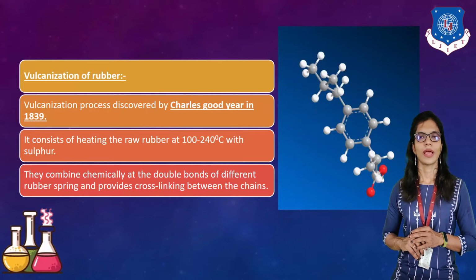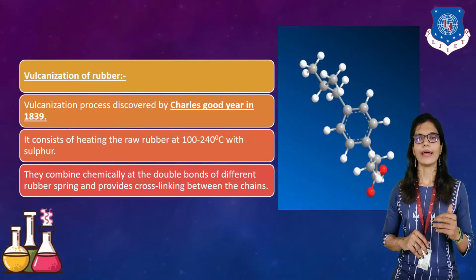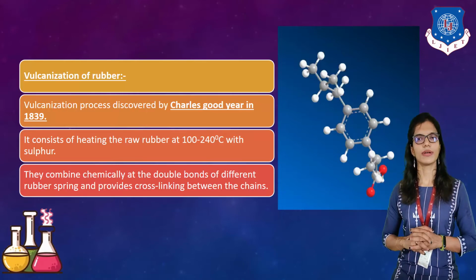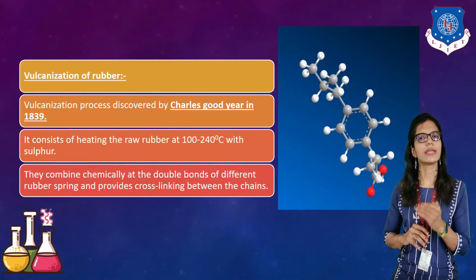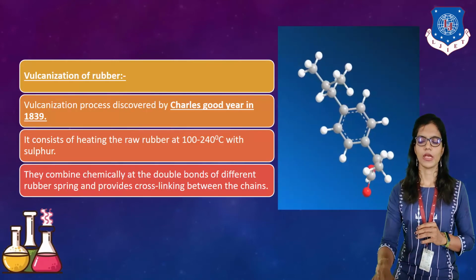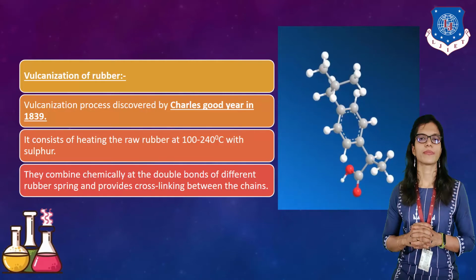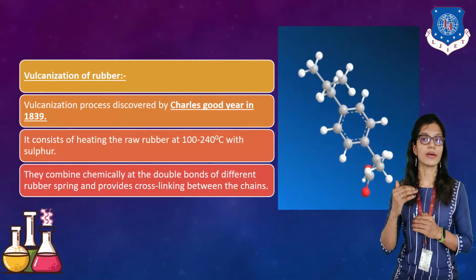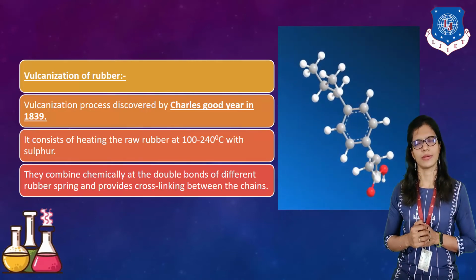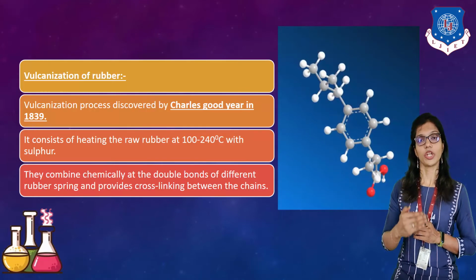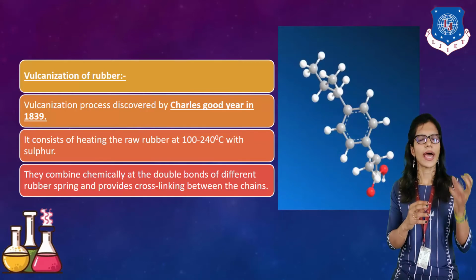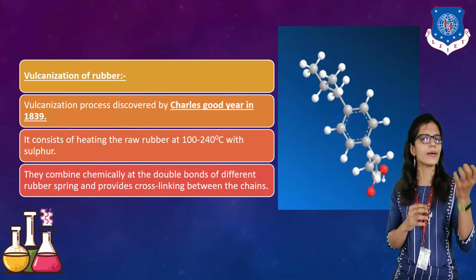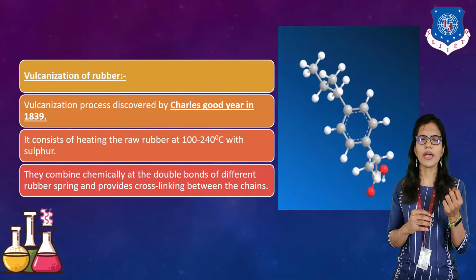Now, in general condition, what will happen? Natural rubber is not as durable as synthetic rubber. So what we have to do is add other constituents to the particular kind of rubber so that it has more durability and more mechanical strength, and it becomes more durable.